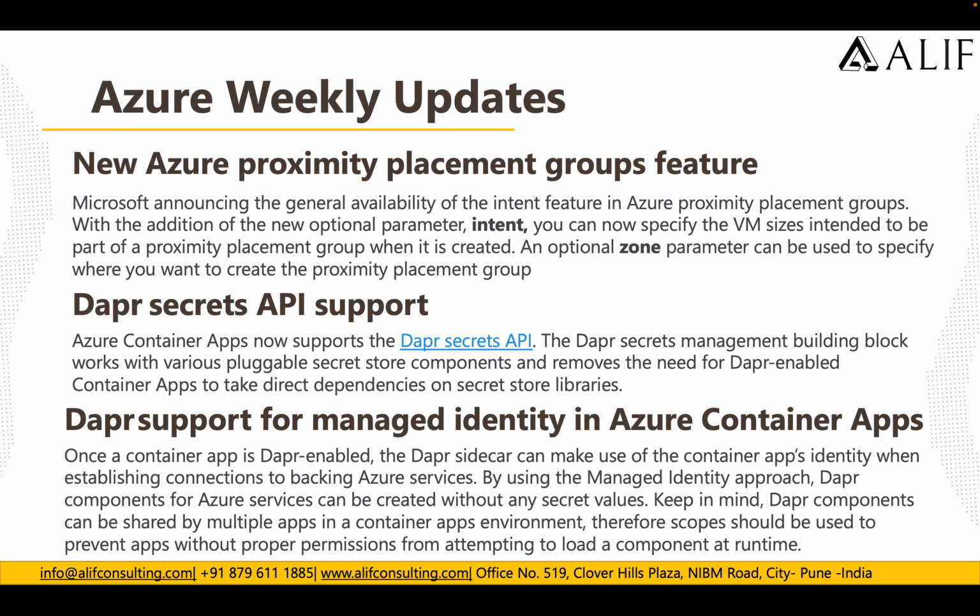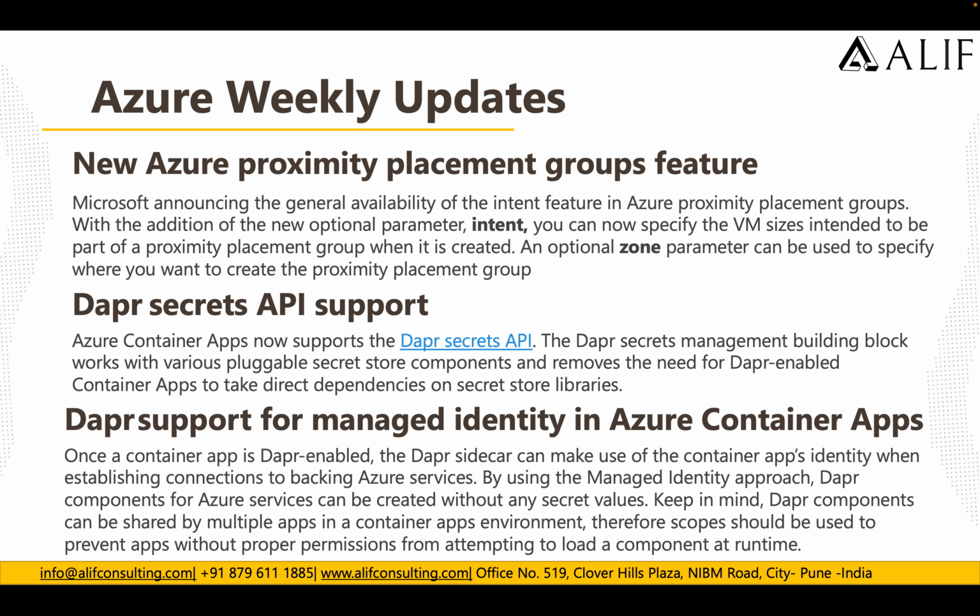The next update is for container apps. As we know, Dapr Secret API support is now available with container apps. Dapr is a runtime which is used by container app services for running in an automated way or integrating with DevOps and GitHub accounts. The Secret API allows us to do secret management. Building blocks work with various pluggable secret store components and remove the need for a Dapr-enabled container app to take a direct dependency on the secret store library.